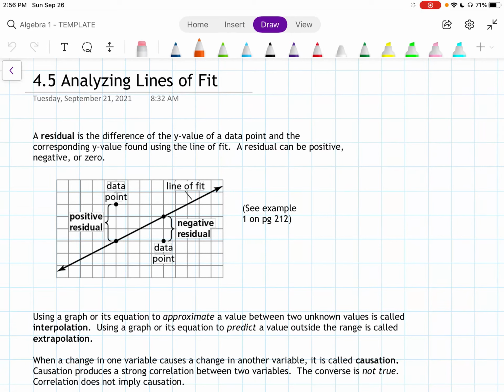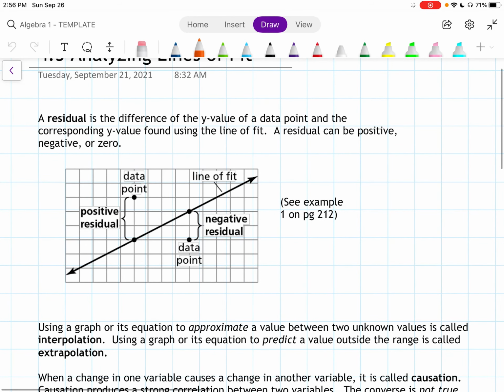All right, 4.5, analyzing lines of fit. Starting off, a residual is the difference of the y value of the data point and the corresponding y value found in the line of fit. A residual can be positive, negative, or zero.